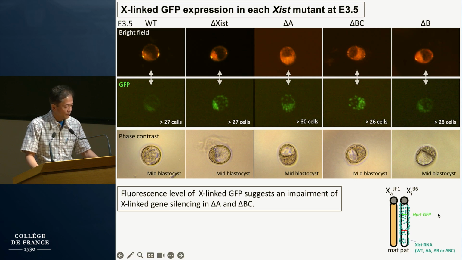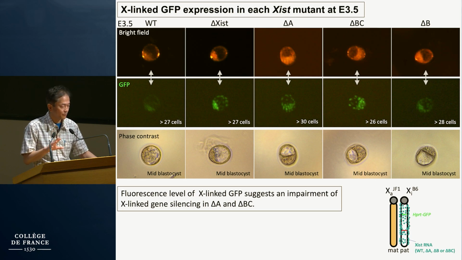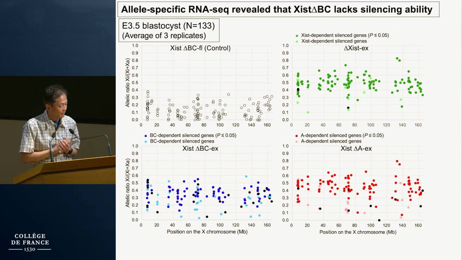And thanks to the presence of this X-linked GFP on the paternal X chromosome, we can identify which embryo is female and also detect the degree of the Xist GFP expression level. For example, here, wild type Xist shows pretty silenced GFP expression, but it is lacking in this delta Xist and delta A, delta BC mutant. And delta B mutant showed partial silencing here, suggesting endogenous X-linked genes also show a similar tendency, I think. And then we performed this allele-specific analysis on the endogenous X-linked genes.